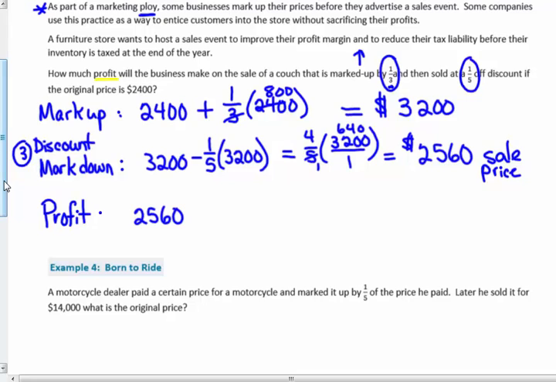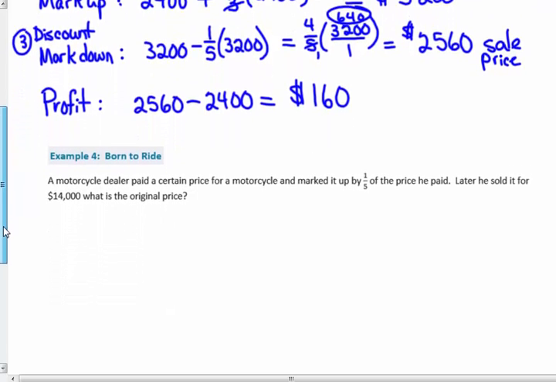So the profit is the sale price minus what it originally cost them, $2,400. That's a difference of $160. So that furniture store is now going to make an extra $160 by doing this ploy: marking it up, then marking it less down. Notice they marked it up $800, and then they said it's on sale and only took off $640. So yes, they're making $160 extra. That's not very nice, but they can do that.